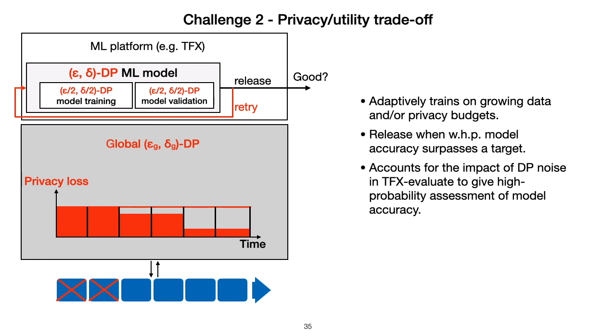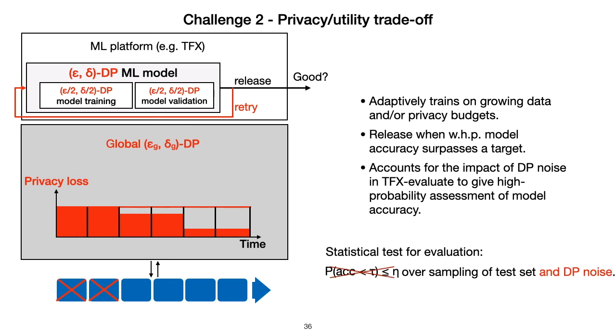Now, we still need a way to make sure that the model is good enough to be released at some point. So what we'll do is we'll piggyback on the machine learning infrastructure that typically includes an evaluation phase where the model is compared to a previous model or to some threshold given by the developer. So this evaluation uses a separate test set and runs a statistical test to ensure that the model meets desired performance criteria, such as accuracy higher than some threshold with high probability. However, this test also needs to be differentially private to ensure that the test data is protected.